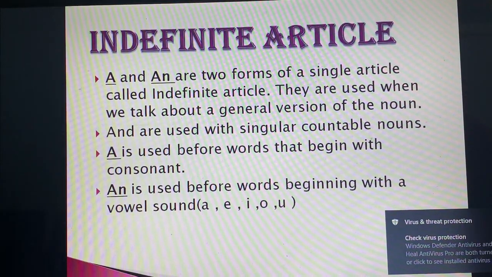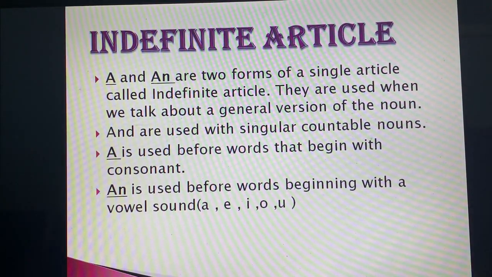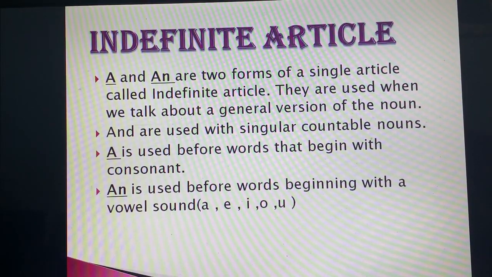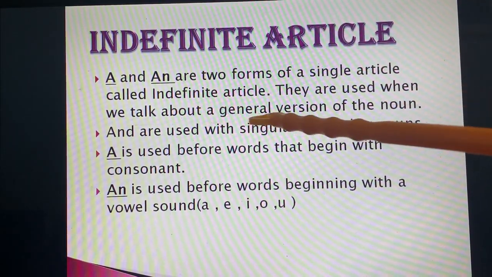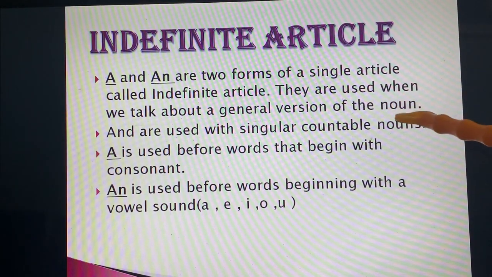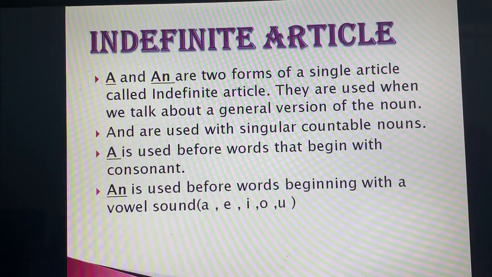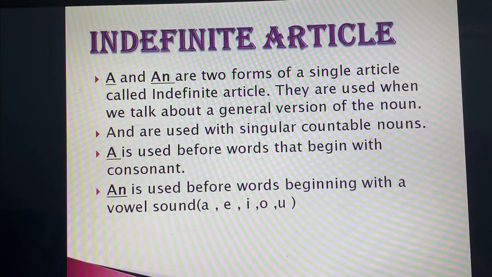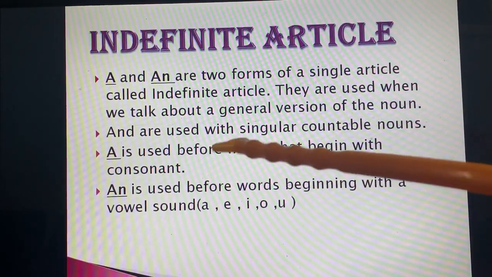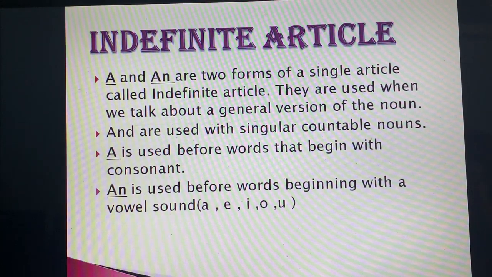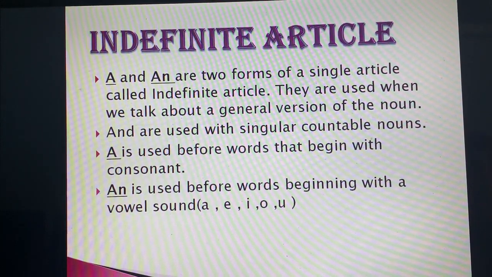Fine. There are two forms of a singular article. Singular articles means an and a. They both are the same, but there are two different forms of a singular article. That is called an indefinite article. They are used when we talk about a general version of a noun. Means when we generally talk about any noun, any person, place, animal or thing, we use the article a or an. And they are used with a singular countable noun. Singular means one, single. Countable, the things which we can count.